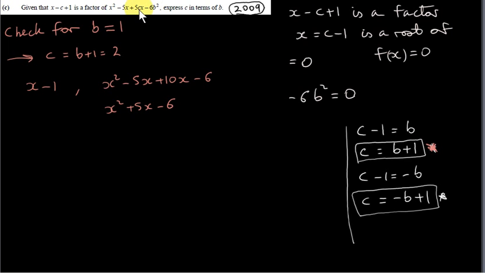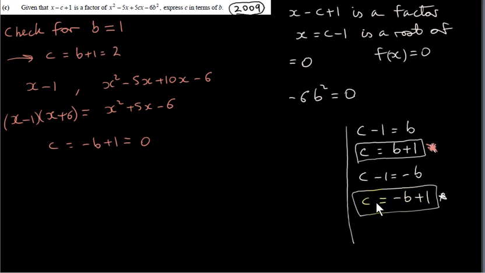When we plug 2 in for c, we get 10x here. That's this term. When we plug 1 in for b, we get minus 6 here. Simplify this down to get x squared plus 5x minus 6. We hope that x minus 1 is a factor of this, and it is. If we multiply x minus 1 by x plus 6, we will indeed get this, showing that x minus 1 is a factor. It divides evenly into this.